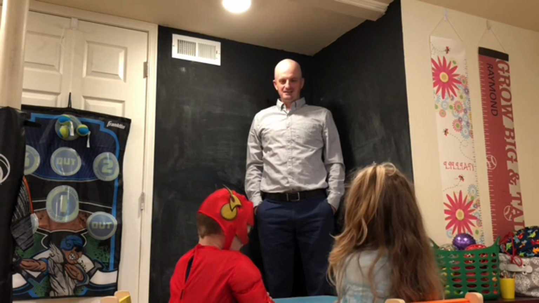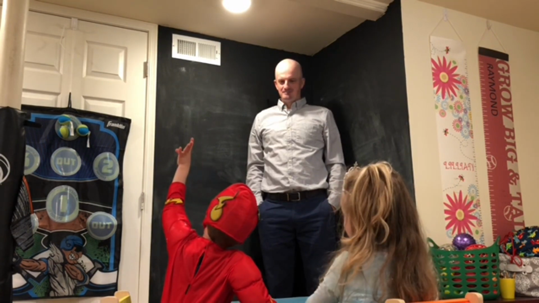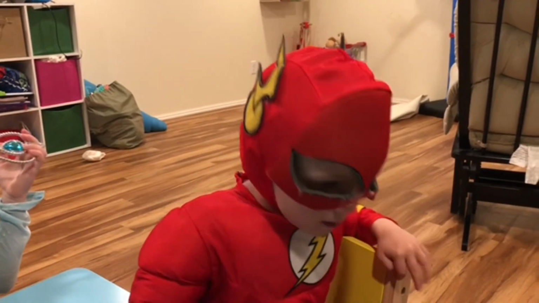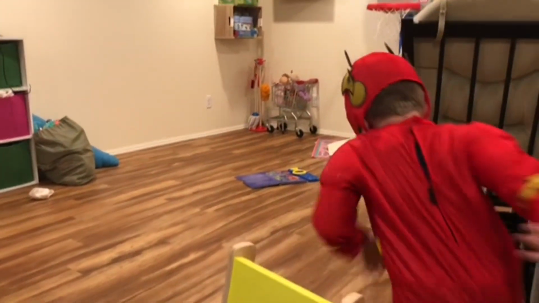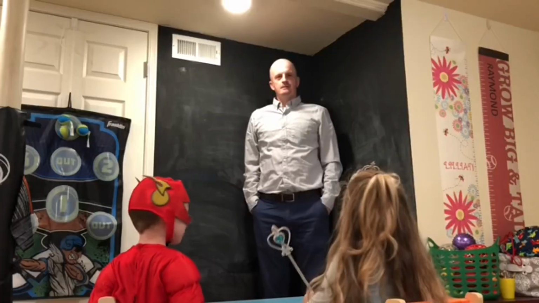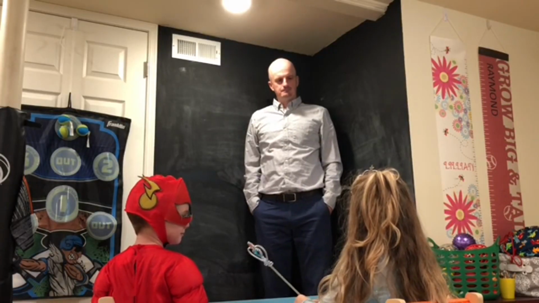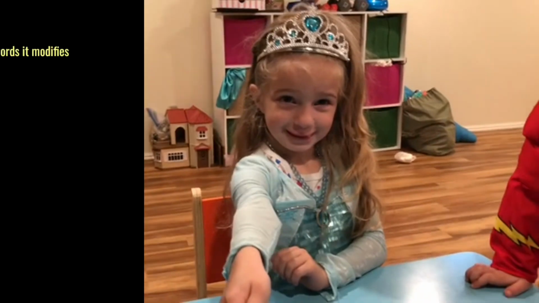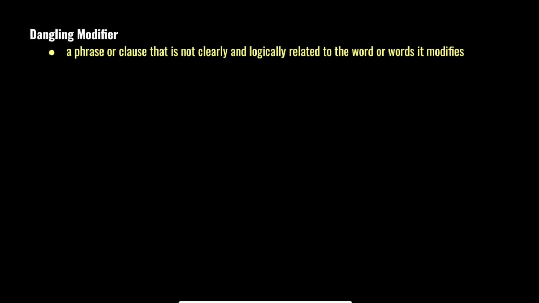What is a dangling modifier? I wrapped him in a vine. How about you, Elsa? I'm gonna freeze you. Well, that wasn't too helpful.